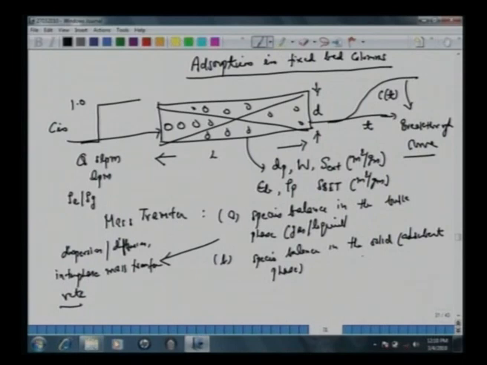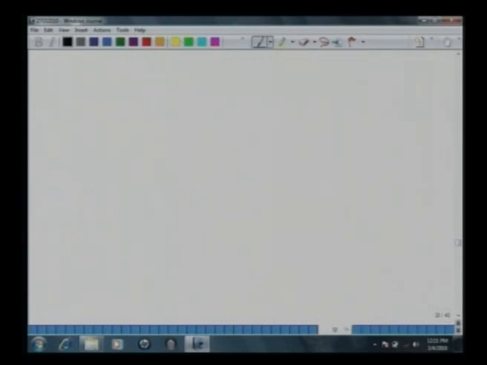And when we write this species balance in the solid phase, then we are talking of pore diffusion. So there is one rate because of pore diffusion or Knudsen diffusion. So here we are calling it intraphase mass transfer. So we have interphase mass transfer, and we have the second set of equations given by this intraphase mass transfer.